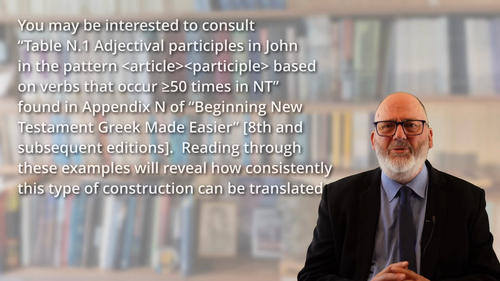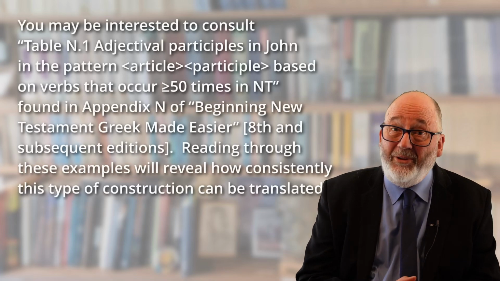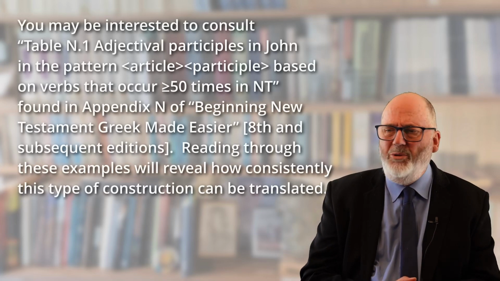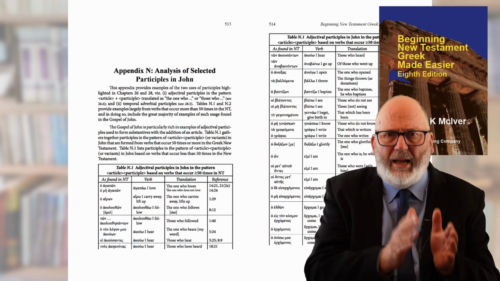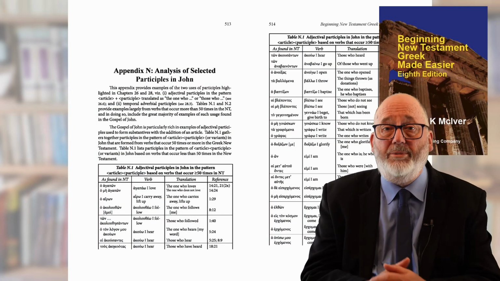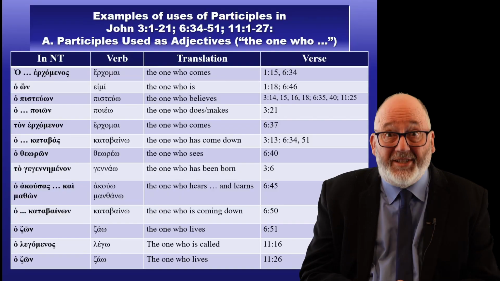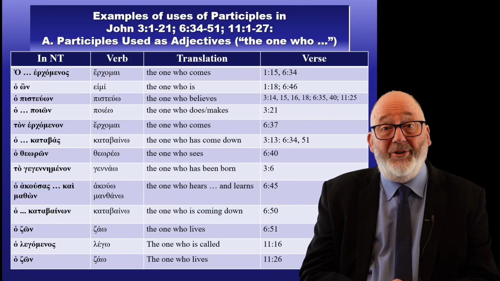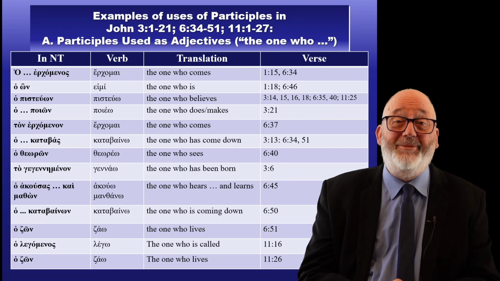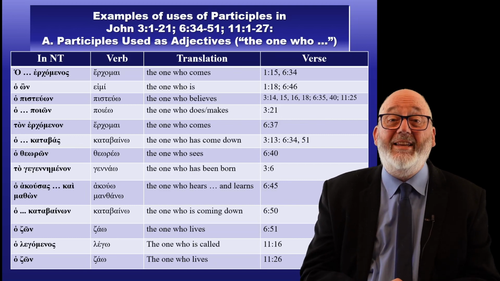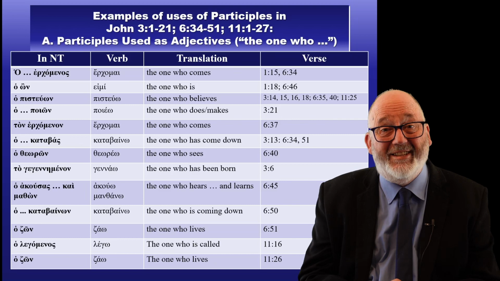Once you get to recognize the pattern, even though English doesn't do this, you will quickly recognize it. Article plus participle is used as the one who. For a start, it's a little unfamiliar, but very quickly you'll be delighted to see them, because here's a participle that is really easy to translate and understand.